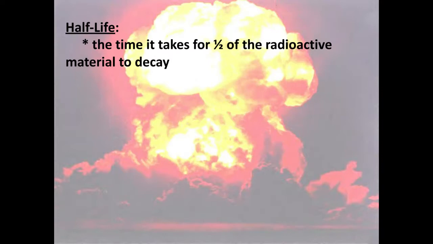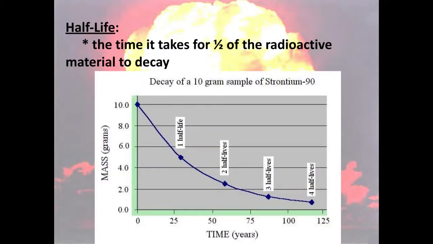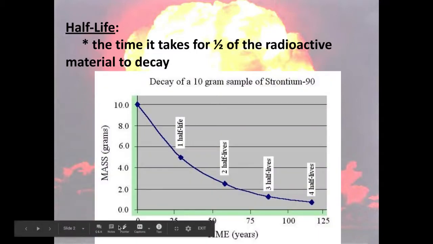So half-life is the time it takes for half of the radioactive material to decay. We're working in proportions of half. It goes half to a quarter to an eighth to a 16th. We can do those proportions pretty easily. So the typical radioactive decay curve looks like this.